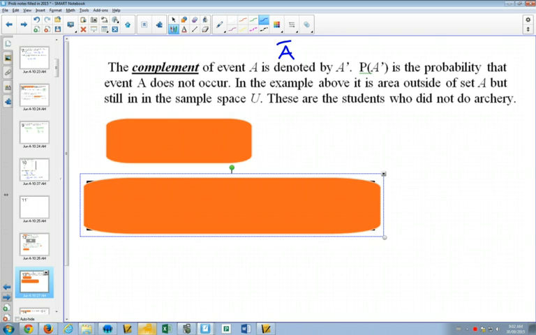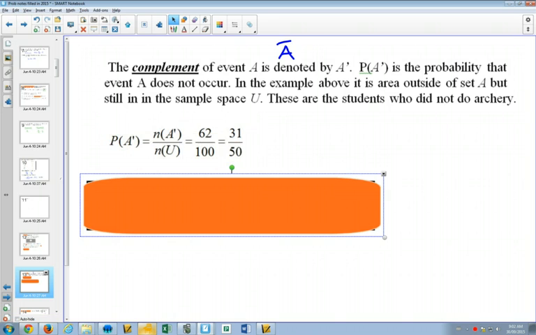So if we're looking at our example above, and we wanted to figure out how many people were not doing archery, we could write it as the number that don't do archery was 62, still out of the 100 people in total, or 31 out of 50.